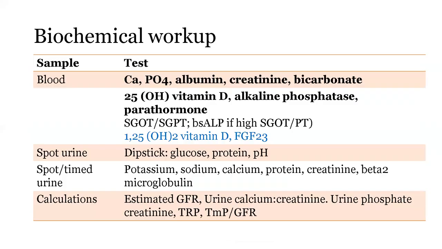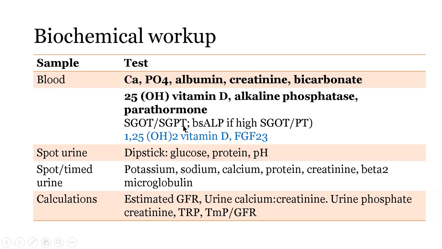So for a child coming to us with rickets, the first tier of investigation we need to do is serum calcium, alkaline phosphatase levels, serum albumin, creatinine, and bicarbonate. Along with it, we do 25-OH vitamin D levels and parathormone. All these biochemical parameters mentioned in bold will rule out most of the forms of nutritional rickets. It will rule out chronic kidney disease, and it might also point towards an RTA with a normal creatinine and abnormal bicarbonate, whereas deranged creatinine will straight away point towards chronic kidney disease.